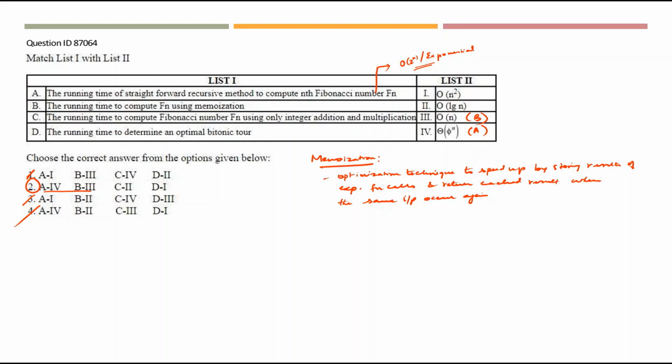Next statement, the running time to compute Fibonacci number Fn using only integer addition and multiplication. For that it will take big O of log n. So C will be mapping to 2.